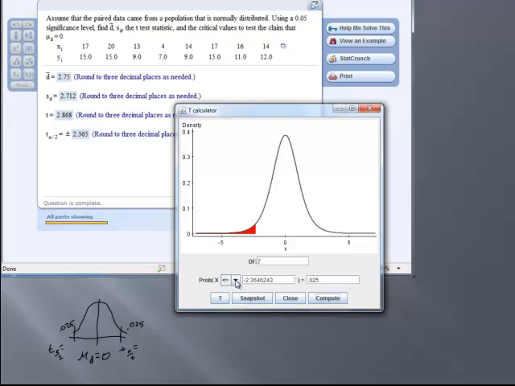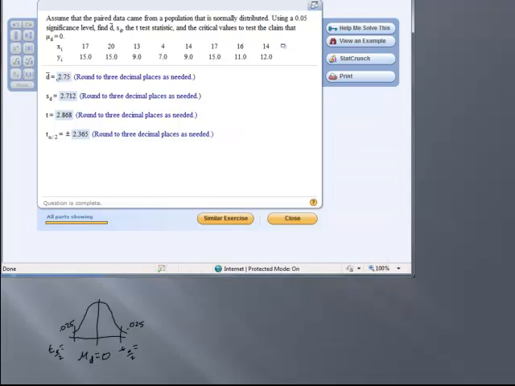I can find the very same thing by making this greater than, and then making this 0.025 so that 0.025 of the area is in the upper tail. That gives me the positive 2.365 value, which we see here in the problem. I am also supposed to find the sample average difference. That's what D bar stands for. I can do all of this very easily using StatCrunch.